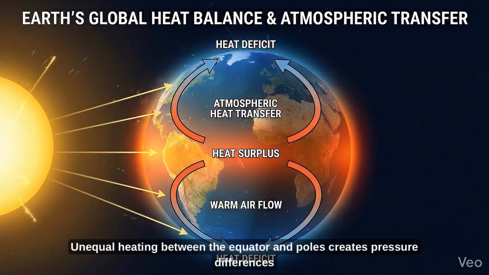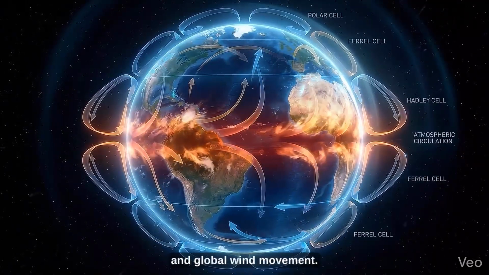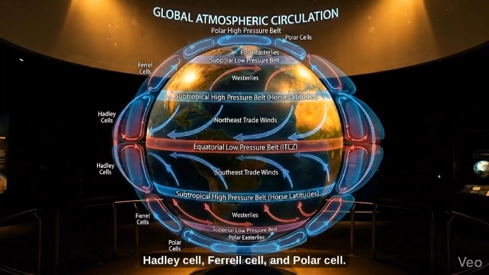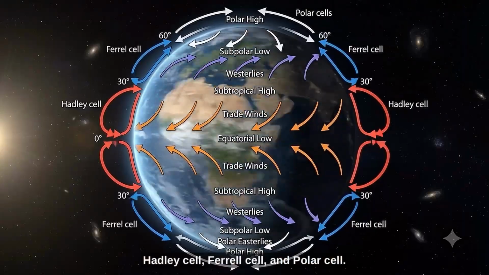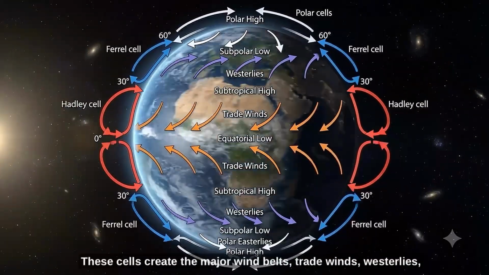Here's a quick summary of Earth's general circulation. Unequal heating between the equator and poles creates pressure differences and global wind movement. This forms the three circulation cells, Hadley cell, Ferrel cell, and polar cell. These cells create the major wind belts, trade winds, westerlies, and polar easterlies.